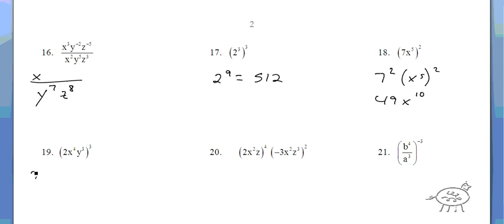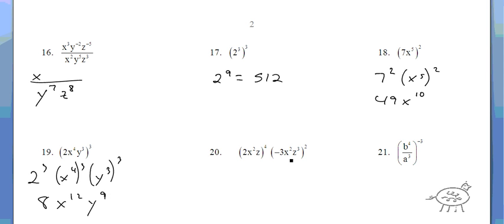Okay, again, this one is going to be 2 to the 3rd power, x to the 4th cubed, and y to the 3rd cubed. So 2 cubed is 8, x to the 12th, y to the 9th.